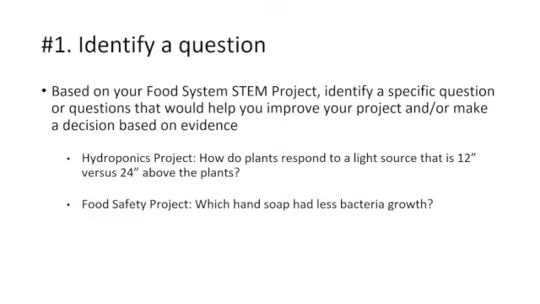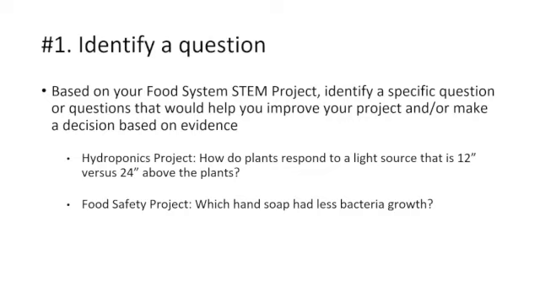Now that we've identified a problem, there are some additional steps we want to go through in doing scientific thinking. And so this first step is to identify a question. So now that you're thinking about a problem that you want to use with your food, or at least frame using the Food System STEM project, identify a specific question or questions that would help you improve your project or make a decision based upon evidence.